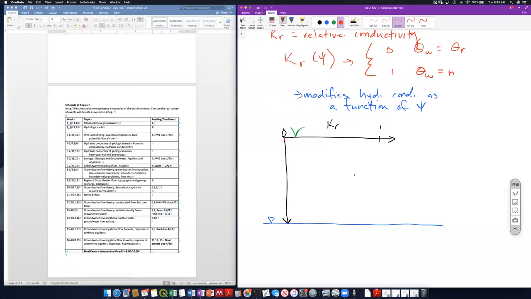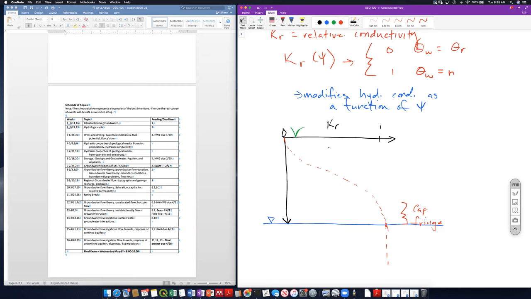At the water table, what is it? One. One. All right. And it follows some curve, something like this. All right. It's pretty close to one for all the area in the capillary fringe. And then after the water table, it stays at one. In the fully saturated conditions. All right.